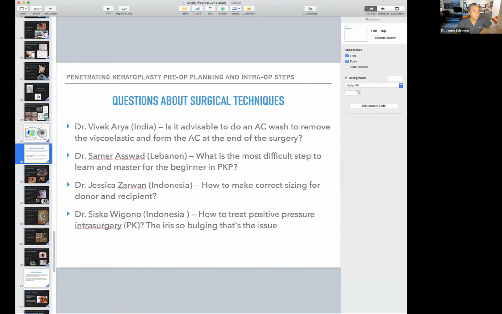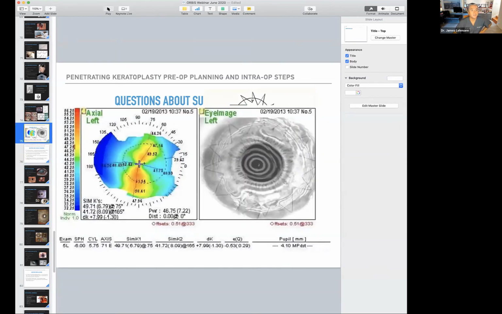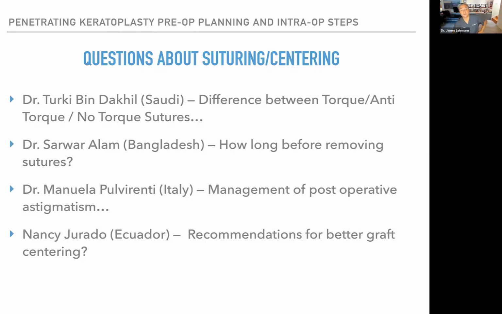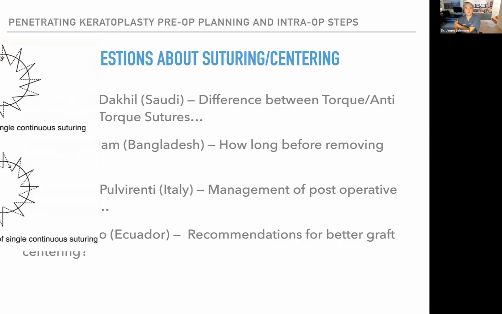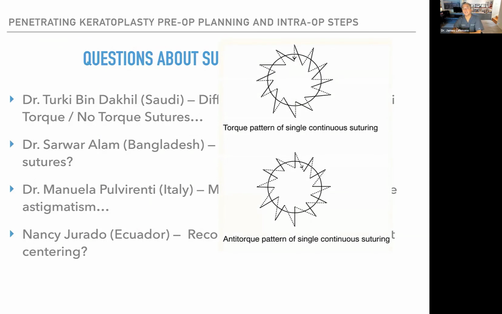And then there were some questions about suturing techniques. So Dr. Turki bin Dakal from Saudi asked the difference between torque and anti-torque. So torque is if they're radial sutures like this. Once you tighten them, the graft shifts a little. An anti-torque is like you saw in my video. The sutures are passed obliquely, so when you tighten it, they don't rotate.